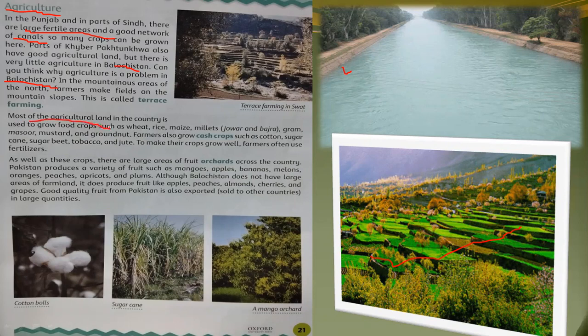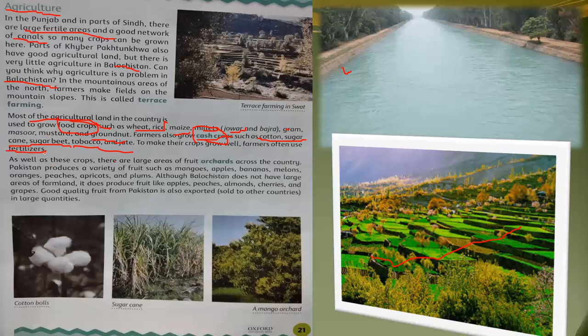Most of the agricultural land in the country is used to grow food crops such as wheat, rice, maize, millets, jowar and bajra, gram, masoor, mustard, and groundnut. Farmers also grow cash crops. You have read this. Cash crops such as cotton, sugarcane, sugar beet, tobacco, and jute. To make their crops grow well, farmers often use fertilizers.